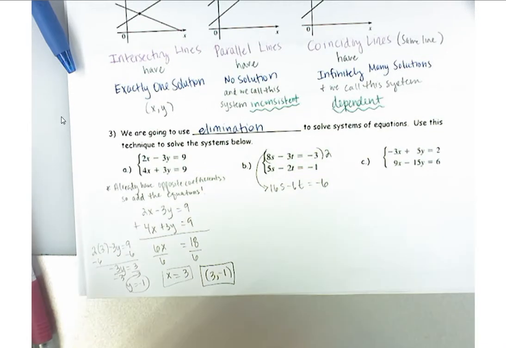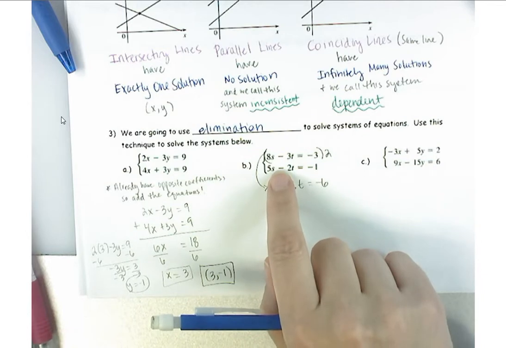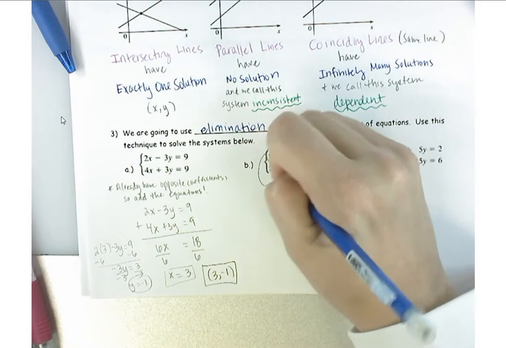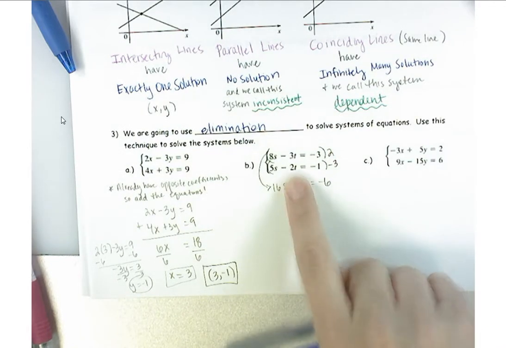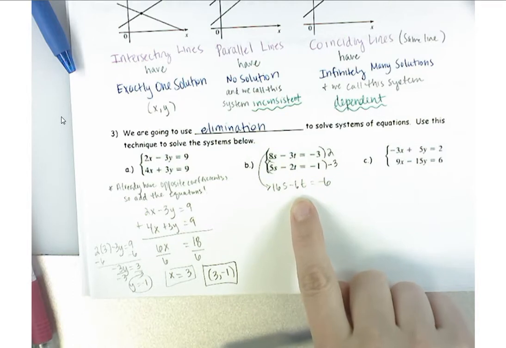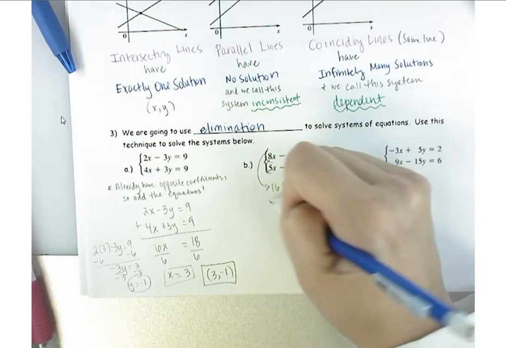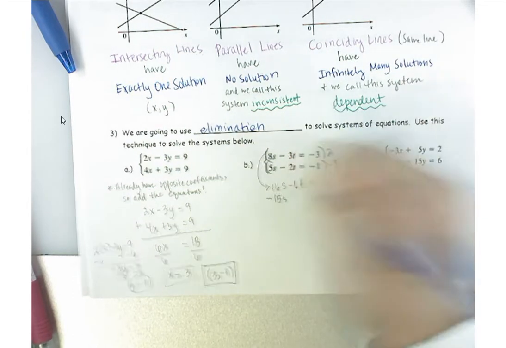And then what about the bottom? What am I going to multiply that by? It has to be negative 3, right? Because you have to have opposites. And if you just multiplied by 3, they wouldn't be opposites. What would they be? They'd be the exact same.